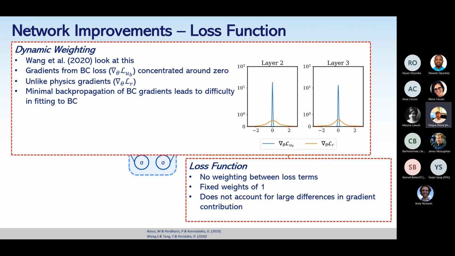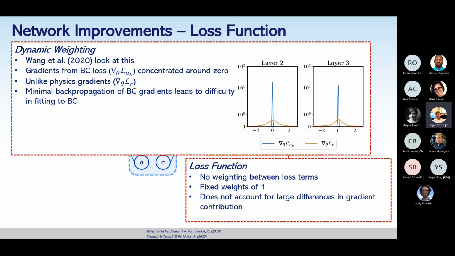So Wang et al. in 2020, this paper is actually really good. They look at a lot of the common issues that you'd encounter when training physics-informed neural networks. One of the things they noted was this difference in the backpropagated gradients, or the contributions from each term. These two plots show the distribution of gradients in the second and third hidden layer. Here the gradient of theta L_ub is the boundary condition loss and L_r is the physics loss. What you see is that the gradients for the boundary loss are sharply centered around 0, so there's minimal contribution to the training of the network from this loss component. Whereas for the physics loss, you see a flatter distribution, which means there's more contribution from higher gradients, which means essentially your network learns to fit the physics, but not the boundary condition term.